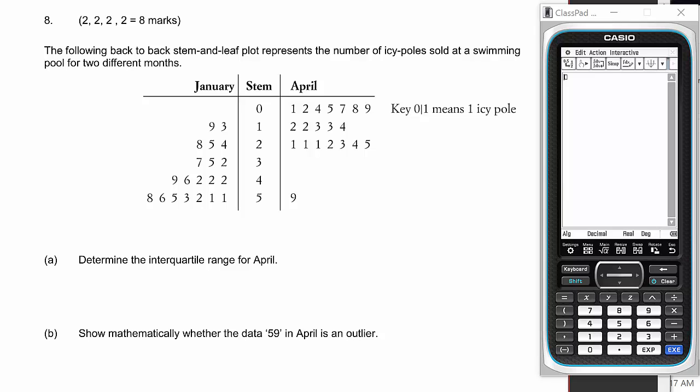The following back-to-back stem and leaf plot represents the number of icy poles sold at a swimming pool for 2 different months. Determine the interquartile range for April.